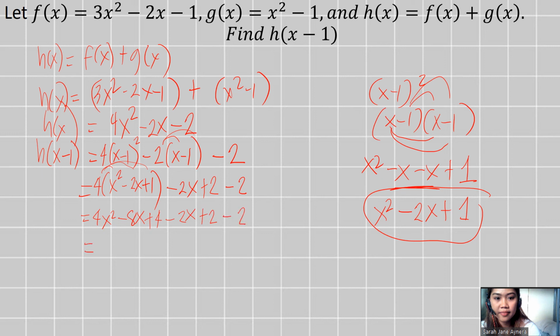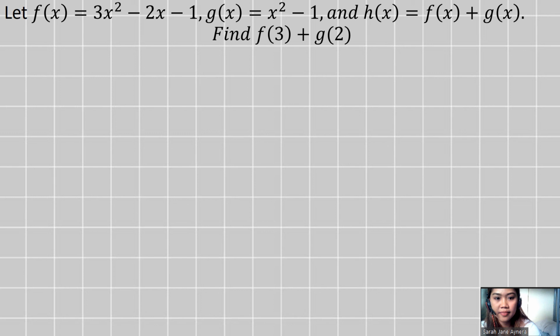Combine similar terms. 4x squared has no similar term, so we just copy it. Negative 8x minus 2x is equal to negative 10x. The similar terms are 4, plus 2, and minus 2. 4 plus 2 is 6, minus 2 is 4. So, h of x minus 1 is equal to 4x squared minus 10x plus 4.